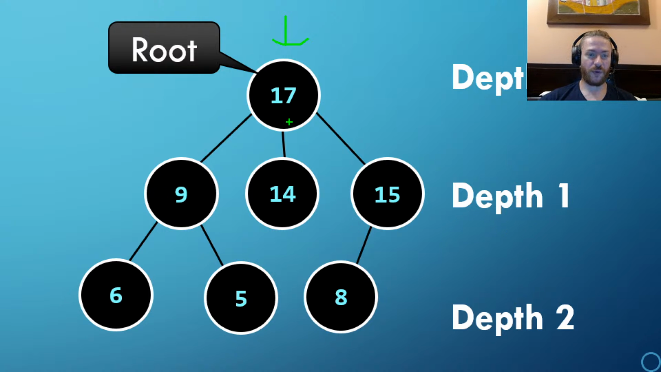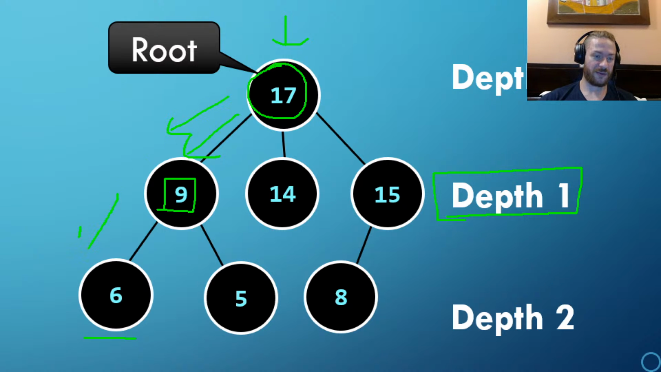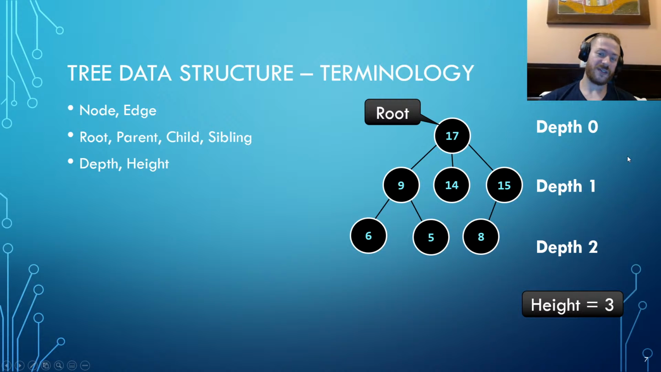For example, if we need to reach the node with 9, we need to have one connection. Starting from the root, we need to go there. If we want to go to 6, we have depth 2, because we need to go first to the 9, then to the 6. That means that we are on depth 2.